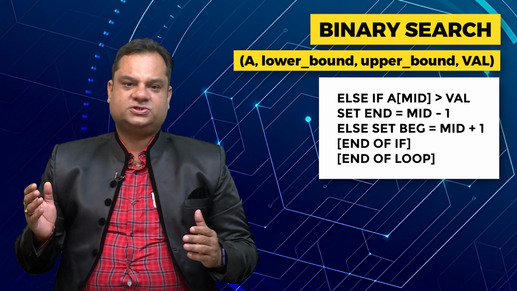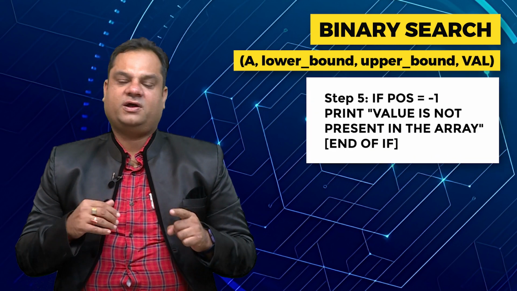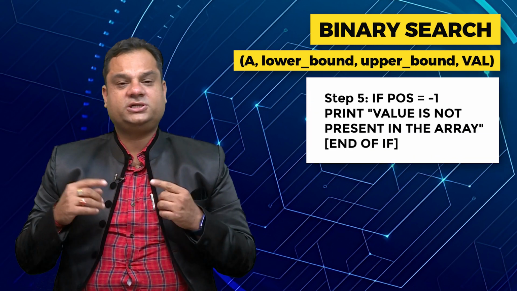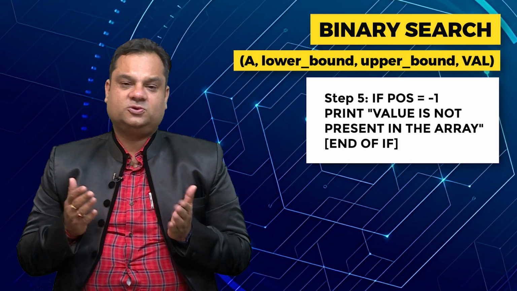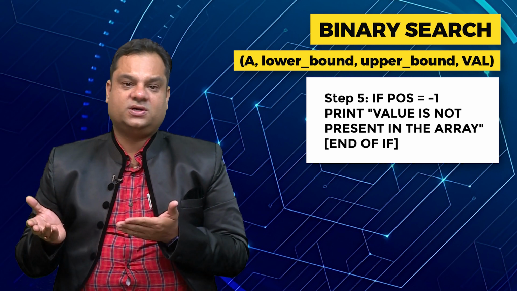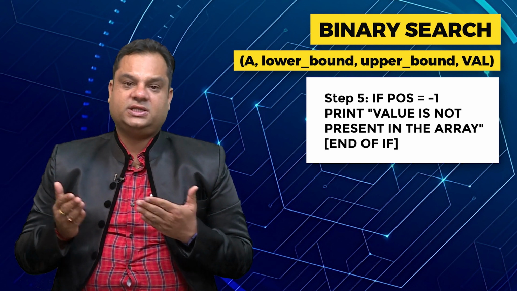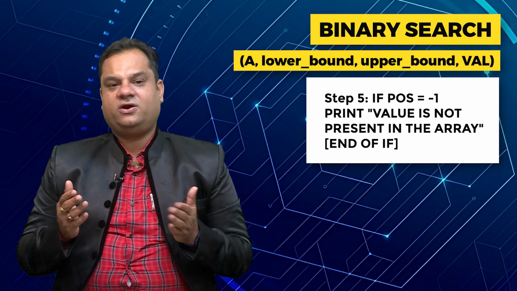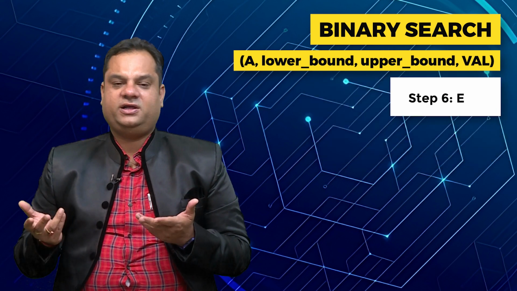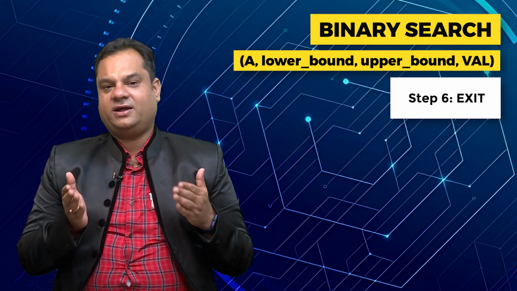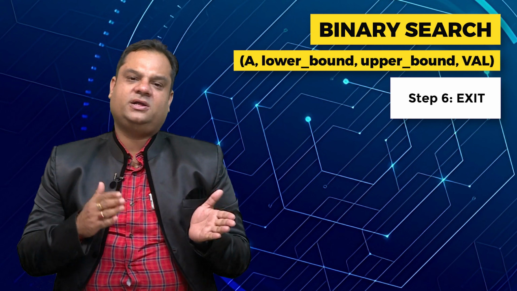So, end of if structure, end of loop. And finally, step number 5: if after executing all these steps the position is not reset, the position will again be minus 1. So you can directly print a message: value is not present in the array. So we end the if structure and finally exit, whether the operation is successful or unsuccessful. So this is a pseudocode you can write in the examination.